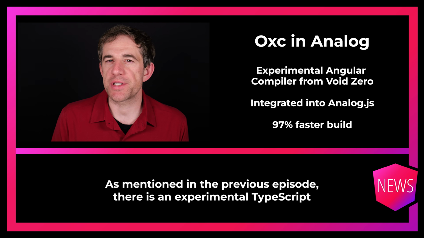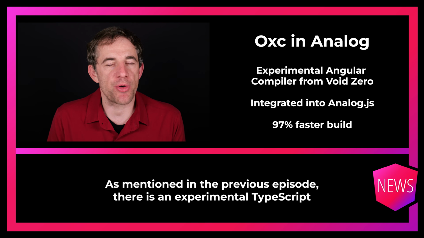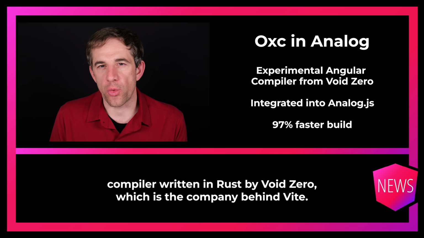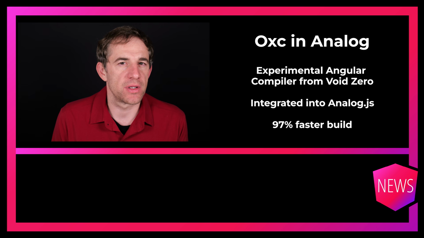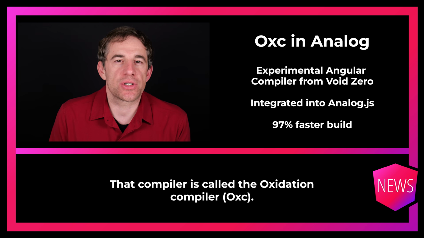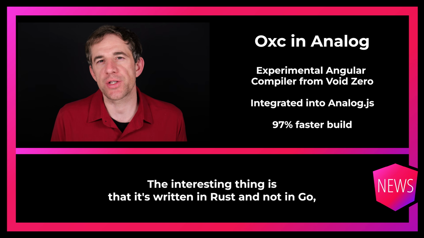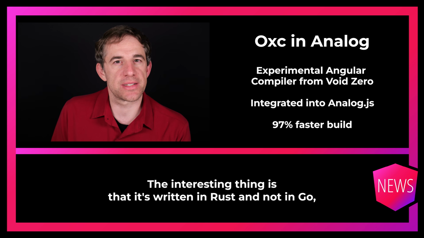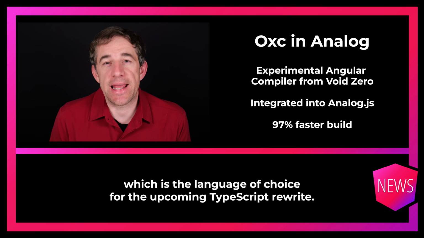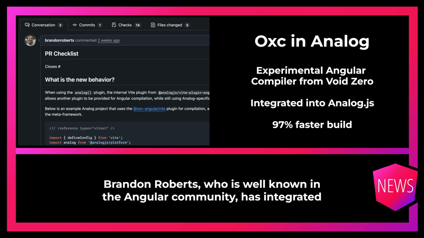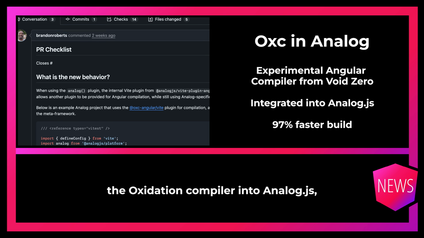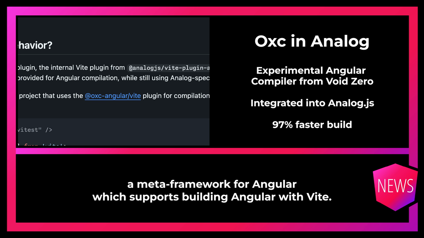As mentioned in a previous episode, there is an experimental TypeScript compiler written in Rust by VoidZero, which is the company behind Vite. That compiler is called the Oxidation compiler. The interesting thing is that it's written in Rust and not in Go, which is the language of choice for the upcoming TypeScript rewrite. Brandon Roberts, who is well known in the Angular community, has integrated the Oxidation compiler into AnalogJS, a meta framework for Angular which supports building Angular with Vite.